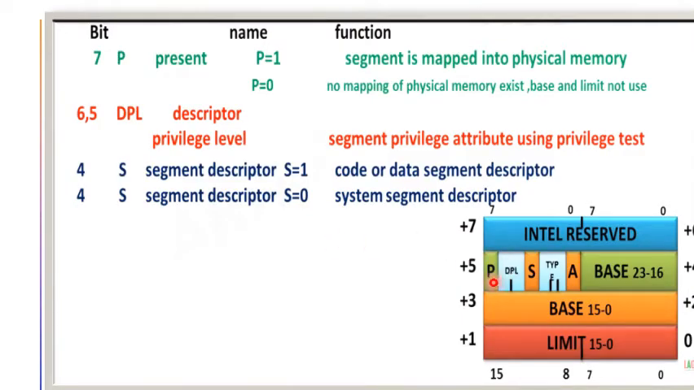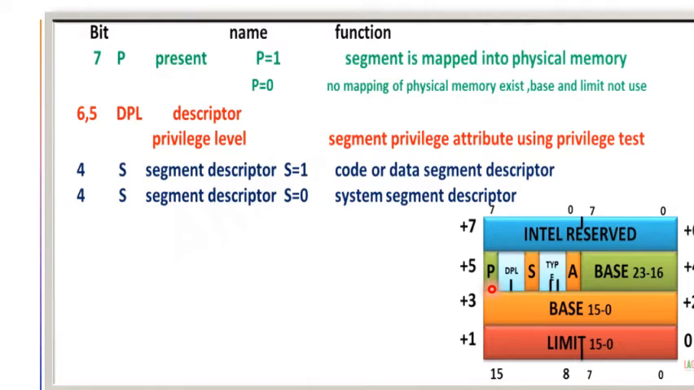Bit 7 is named presence. When the presence P is equal to 1, the segment is mapped into the physical memory. When the presence P is equal to 0, at that instant of time, no mapping of physical memory exists. Base and limit are not used.